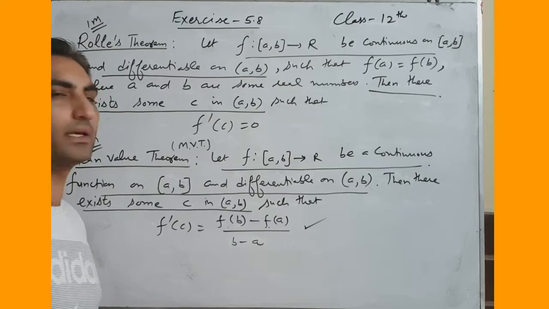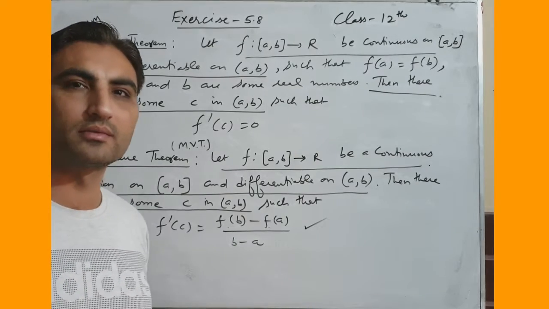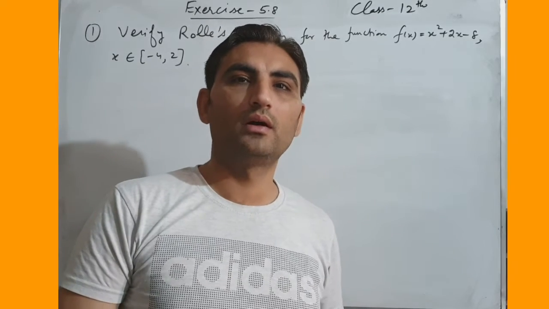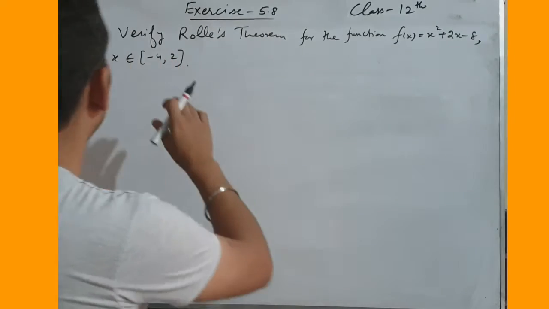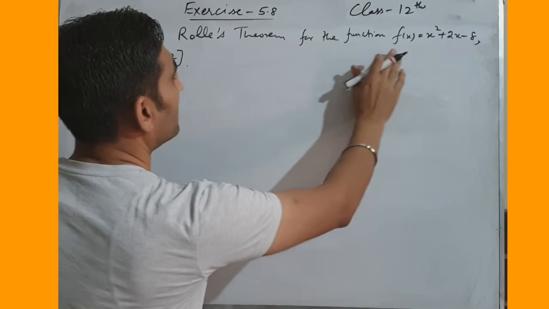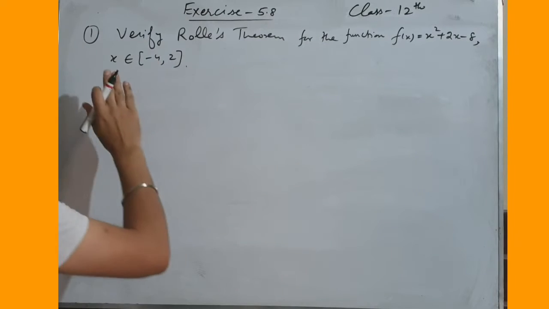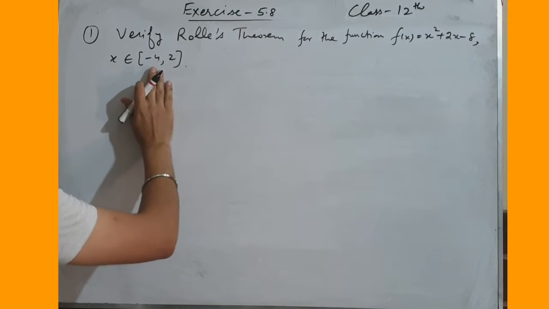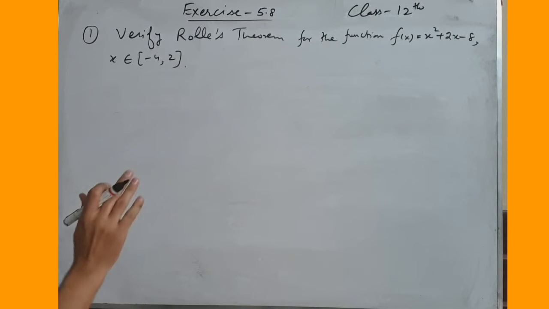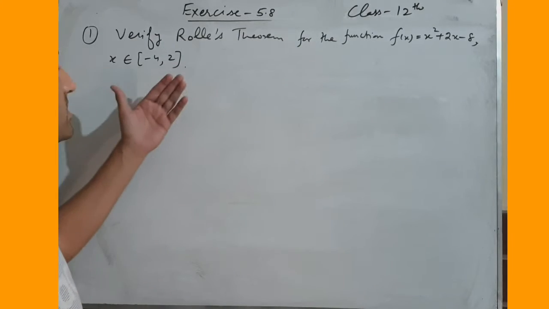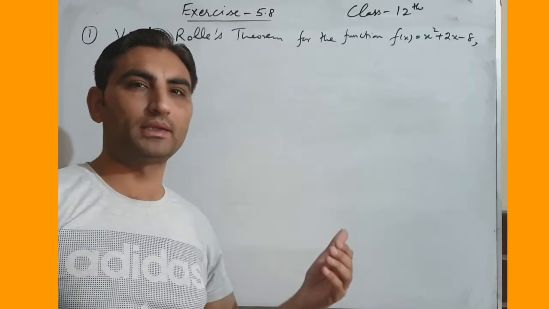So see what is given next in 5.8 in question number 1. Students, our first question is: verify Rolle's theorem for the function f(x) equal to x square plus 2x minus 8, where x belongs to the closed interval [minus 4, 2]. Try to remember Rolle's theorem. What was that? I want to repeat that.